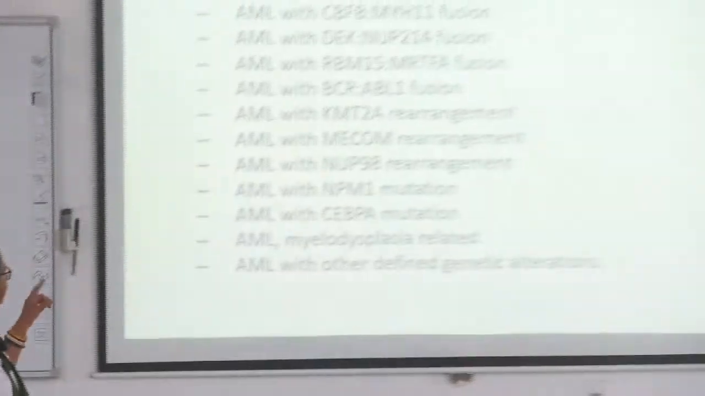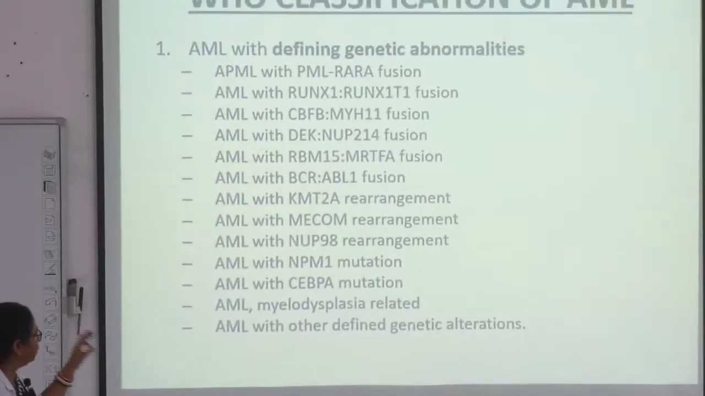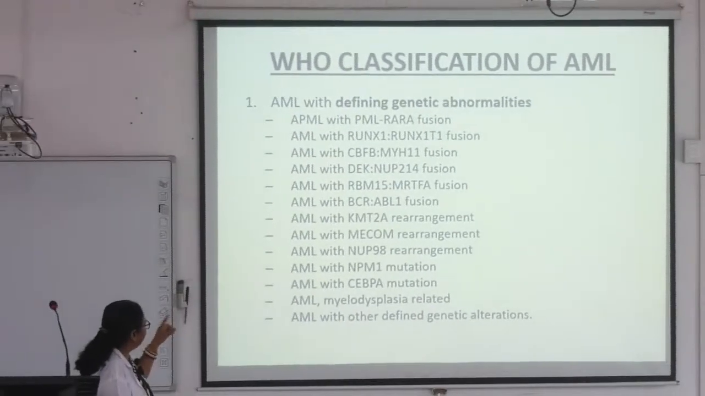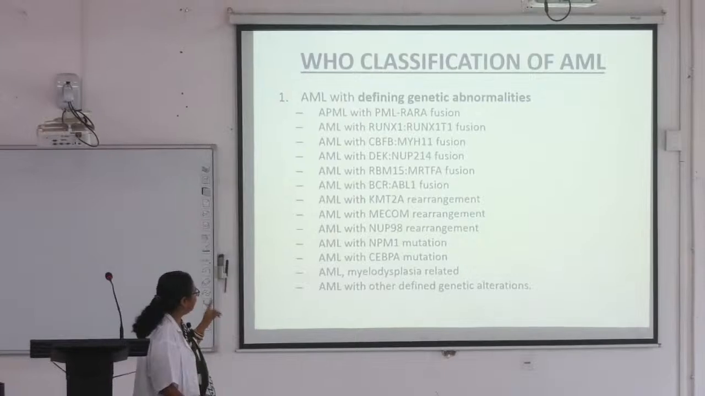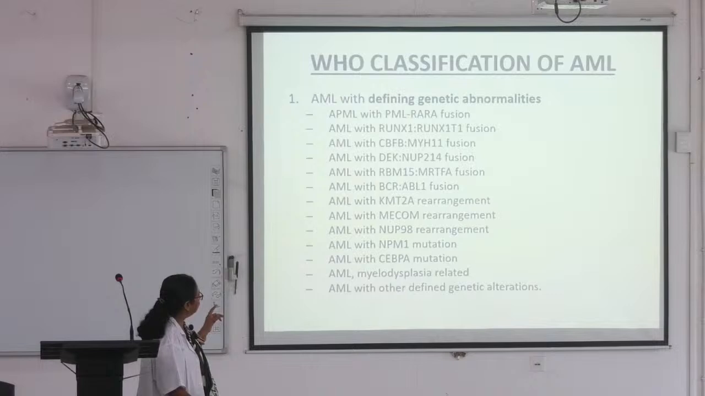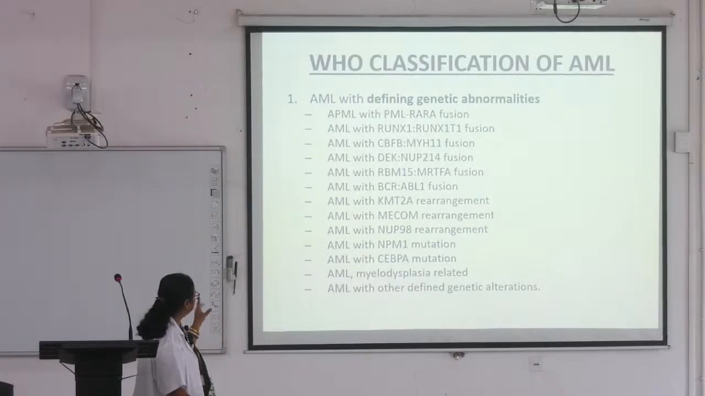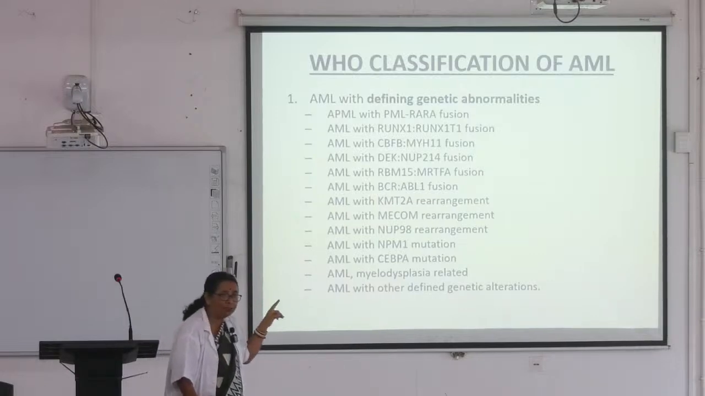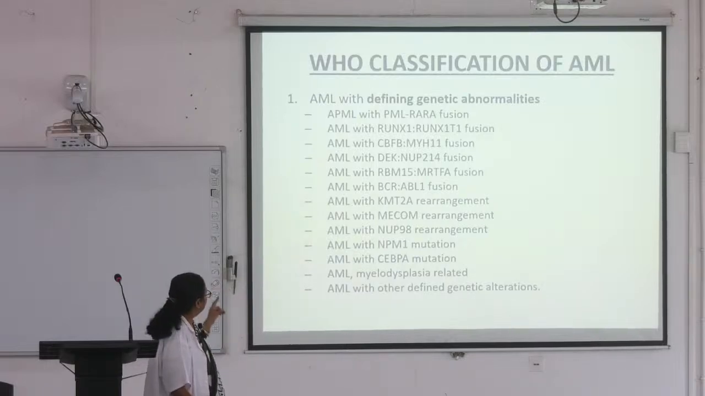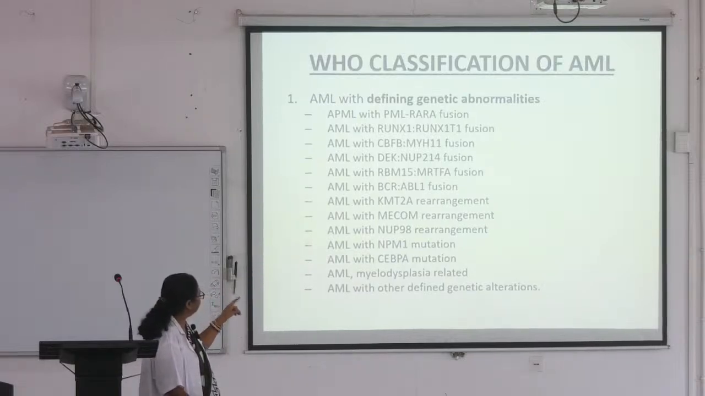AML with RUNX1, RUNX1T1 fusion. AML with CBFB-MYH11 fusion. তারপর হচ্ছে AML with DEK-NUP214 fusion. এগুলো সব মুখস্থ করা সম্ভব না। AML with BCR-ABL1 fusion. This is good for CML, chronic myeloid leukemia, but bad for this. AML with KMT2A rearrangement, AML with MECOM rearrangement, AML with NUP98 rearrangement.